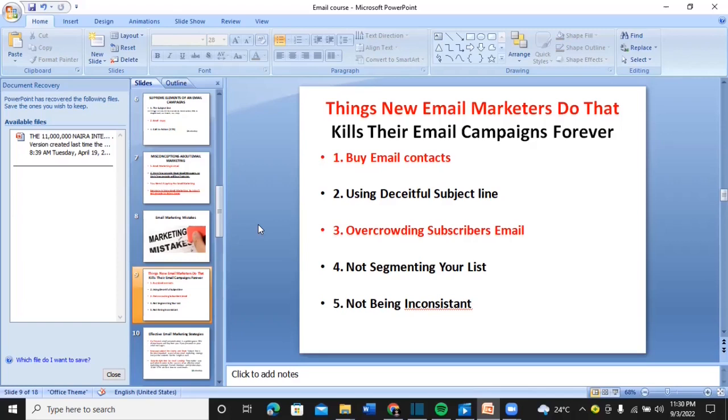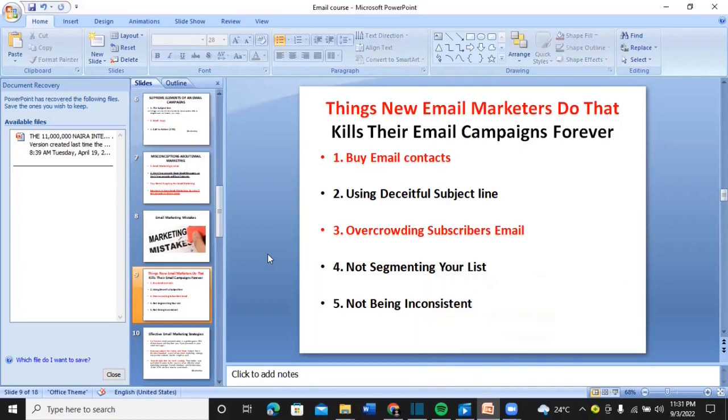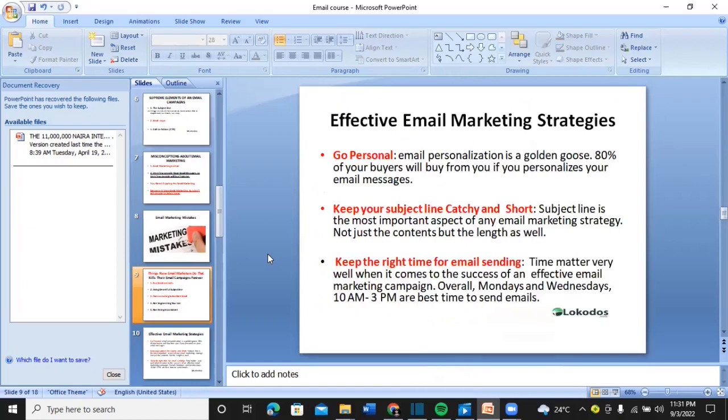So if you're not consistent, if you only send a message when you have something to say, or once in 3 months, they don't know you. You are not building anything in their mind. You are creating a sluggish perception in their mind, because as we discussed, marketing is all about creating perception. So you are creating the wrong perception if you are not being consistent.